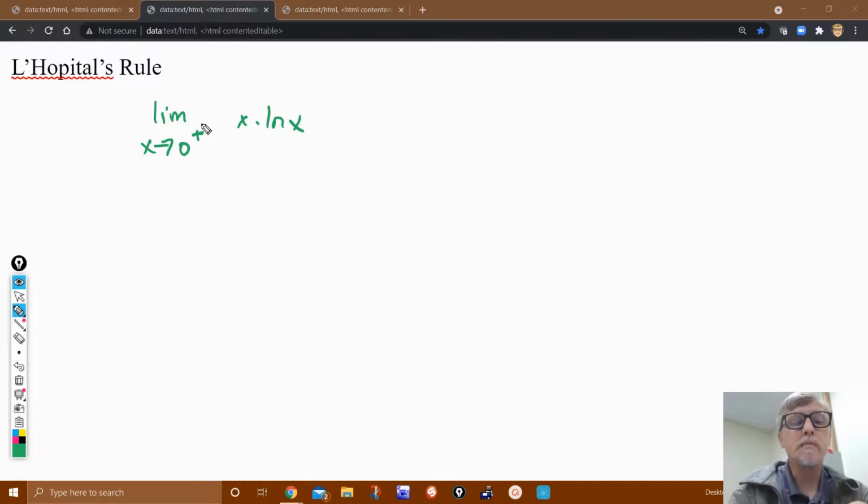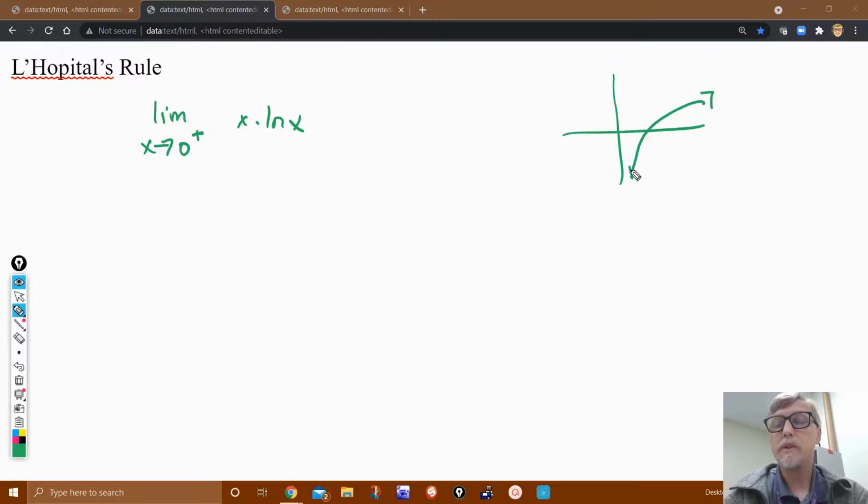The second thing is that the natural log's domain is limited to positive numbers. Remember, the natural log is only defined for positive numbers. You can't put in negative numbers, or even 0, because there's a vertical asymptote there, right? So no bueno.